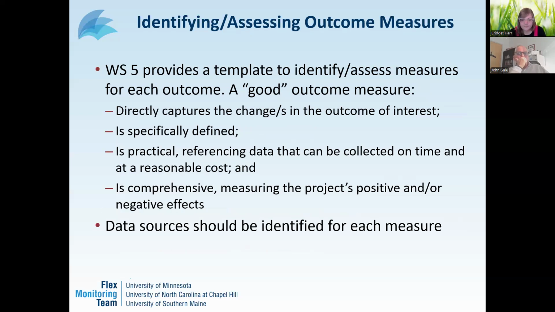And finally, outcome measures should be comprehensive so they capture and reflect both positive and negative effects. Worksheet 5 helps you pair each outcome statement with one or more measures that will allow you to demonstrate progress in concrete terms, while noting which data source will be used for each measure.